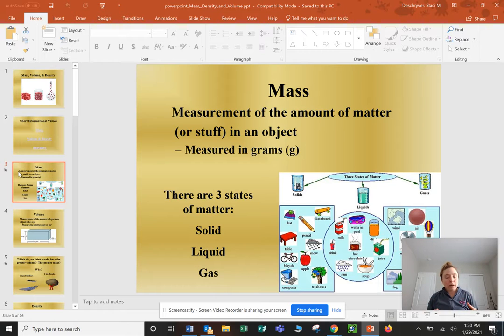All matter is anything that has mass and takes up space. So matter can come in three states: a solid, a liquid, or a gas. Solid: definite size, definite shape. Liquid: definite volume, no definite shape. Gas: no definite volume, no definite shape. That's kind of our first little introduction. This is the first variable that we look at when we start talking about things like density. So I'll take questions right now.